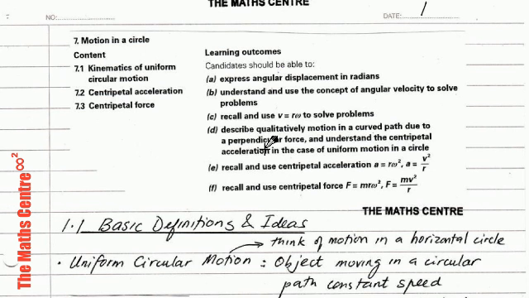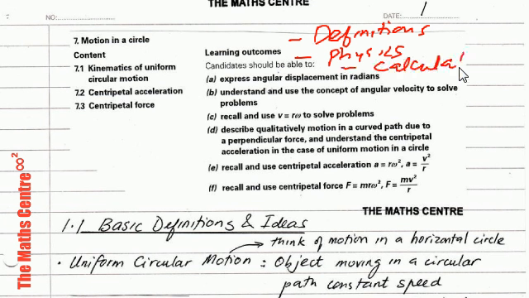Topic: motion in a circle. We will be looking at uniform circular motion, and what we'll do is we'll go through some definitions, and then we will look at the physics of it, the physics of uniform circular motion, the concepts and so on, and then we'll look at some calculations.